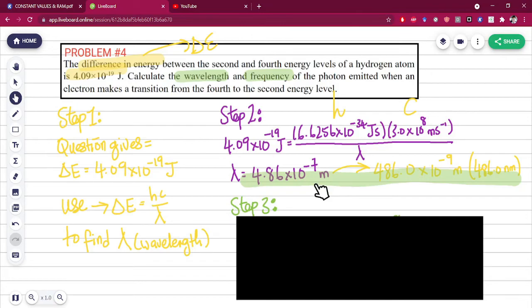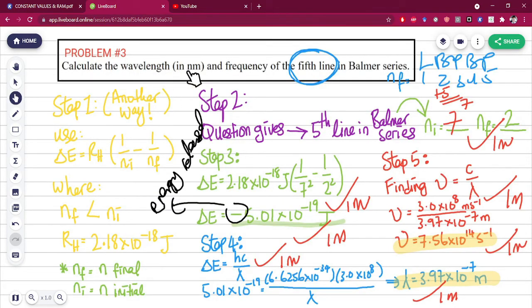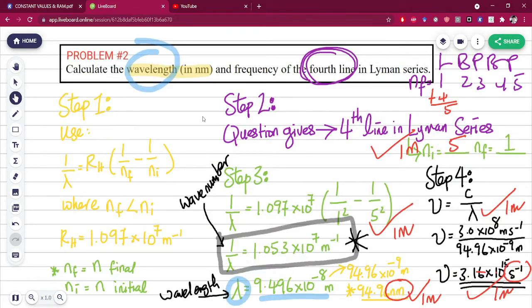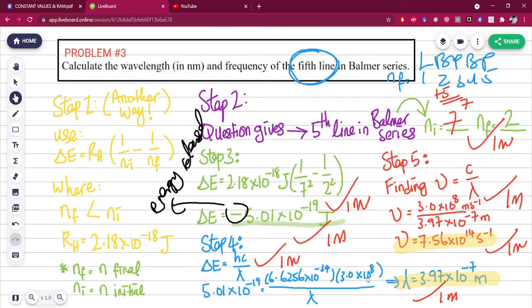But remember, even though the question doesn't say so, you should convert to nanometer. Get used to switching to nanometer for convenience. But if the question doesn't say it, you can leave your answer like this. That is absolutely fine. However, if you have a question like problem number 3, it asks specifically in nanometer. Same goes for problem number 2, specifically in nanometer. Then you need to try your best to change that into nanometer. Otherwise, you're going to lose your 1 mark.